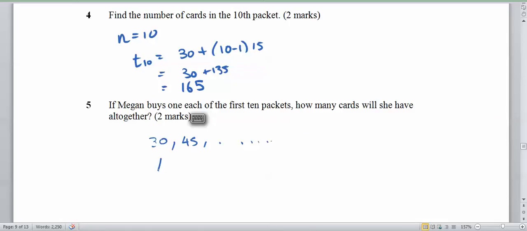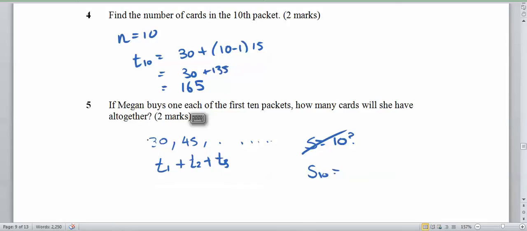Well, it's the first term added to the second term added to the third term. So we want to actually find the sum up to the 10th term. We want to find S10. So how do we go ahead and do that?